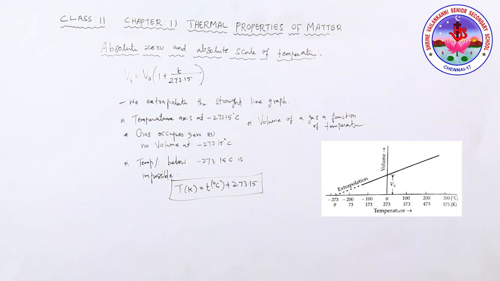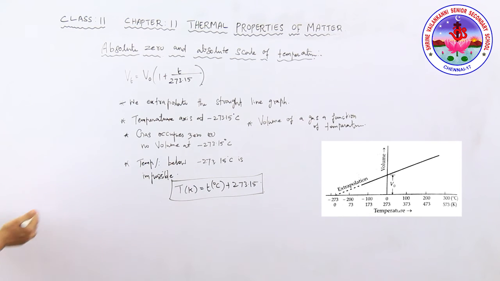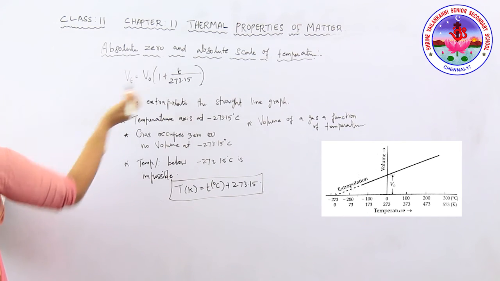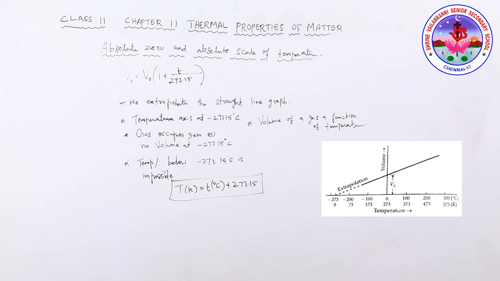Absolute zero and the absolute scale of temperature. According to Charles' law, we can say Vt and V0. The relation of Vt and V0 is given here: for a given mass of the gas, Vt is equal to V0 into 1 plus t by 273.15. We can see that clearly.